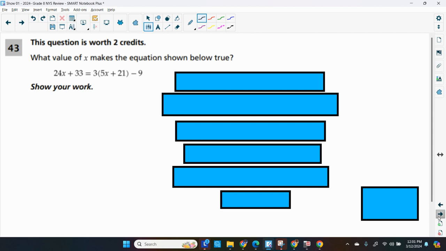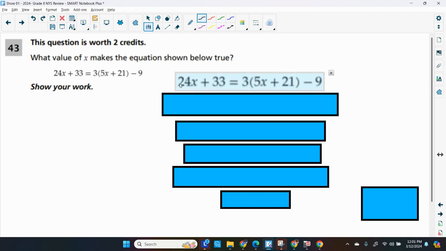This is question number 43. It's worth 2 points, 2 credits. What value of x makes the equation shown below true? So we've got 24x plus 33 equals 3 times the quantity 5x plus 21, minus 9. All right, show your work.